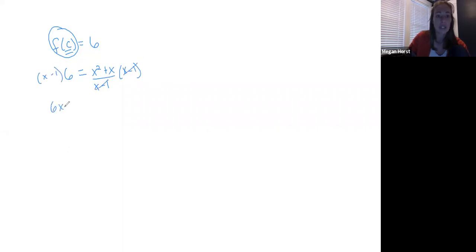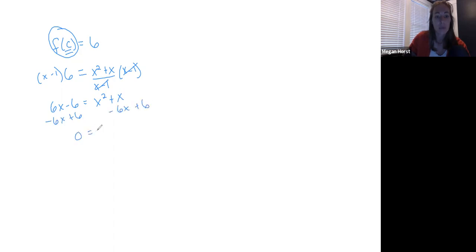So now let's find that C value. To find C, I need to find f of C such that it equals 6. So I'm going to let my f of x function equal 6. I'm going to say 6 equals x squared plus x all over x subtract 1. I'm going to multiply each side by x subtract 1 to get that x subtract 1 out of the denominator. So now I have 6x subtract 6 equals x squared plus x. I subtract 6x, I add 6.